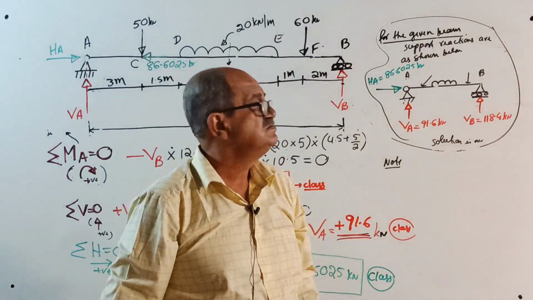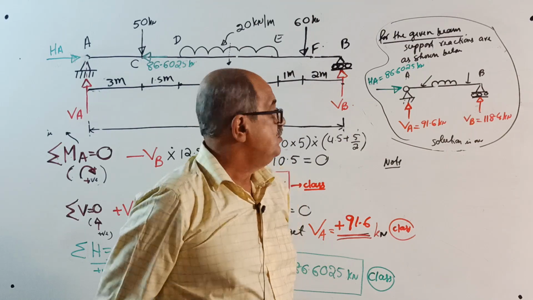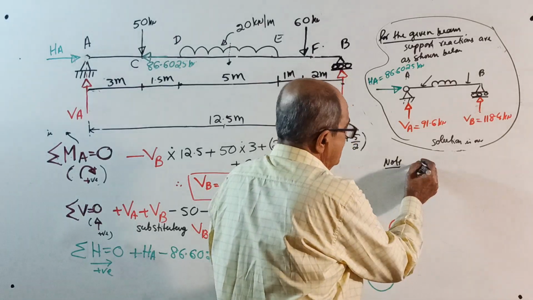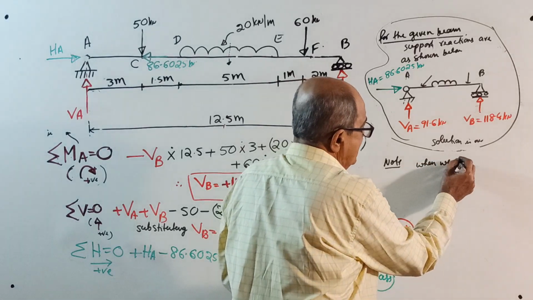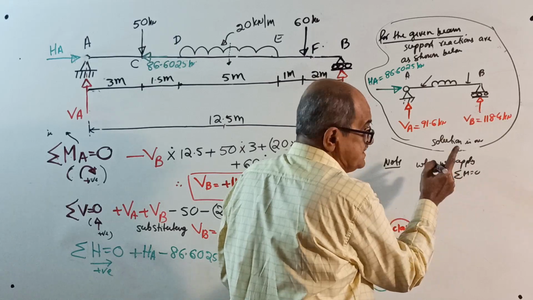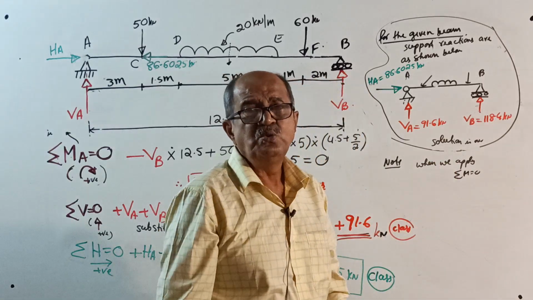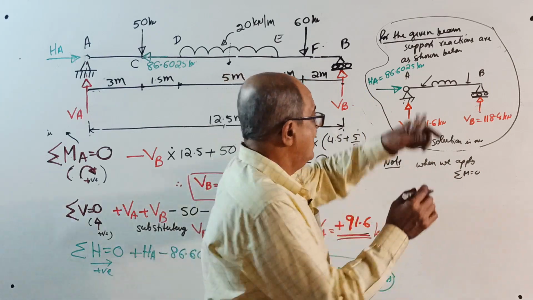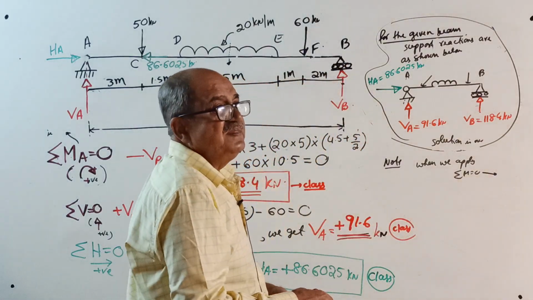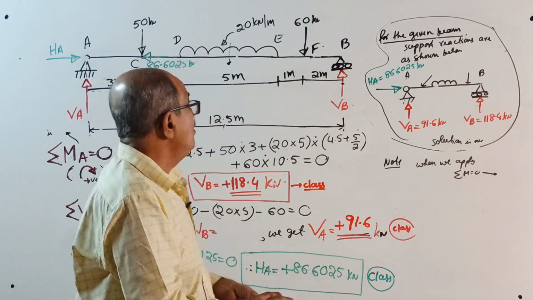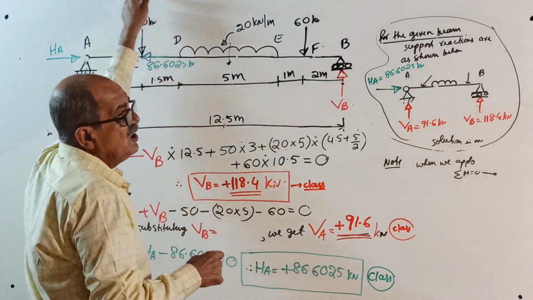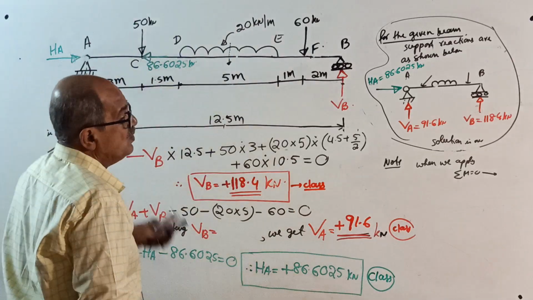Now, make a note. You should write a note here. When we apply sigma M equal to 0, that is the first condition. I told you, you should write everything if you are serious. He told us that you should take moment about that point where unknowns are there. So either at A or B you take moment. Just now we took sigma M about A.